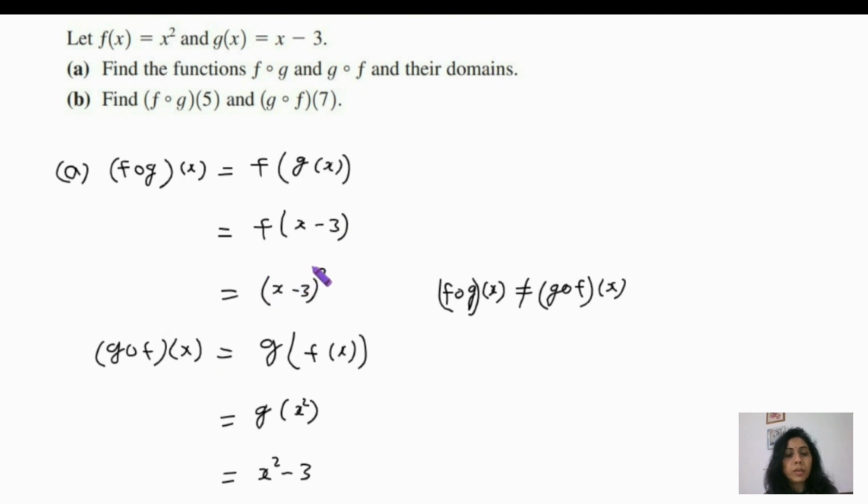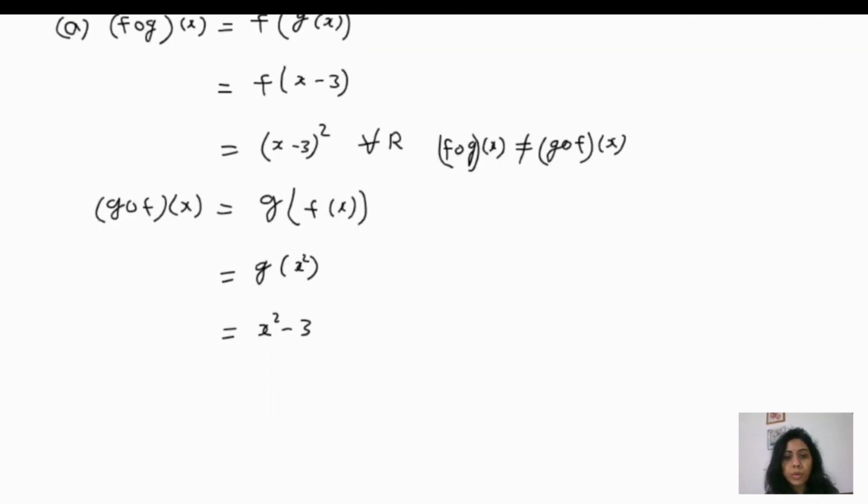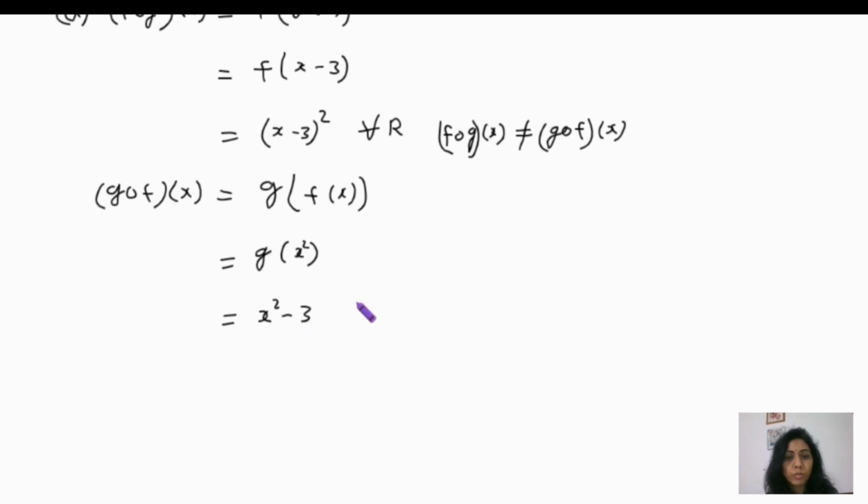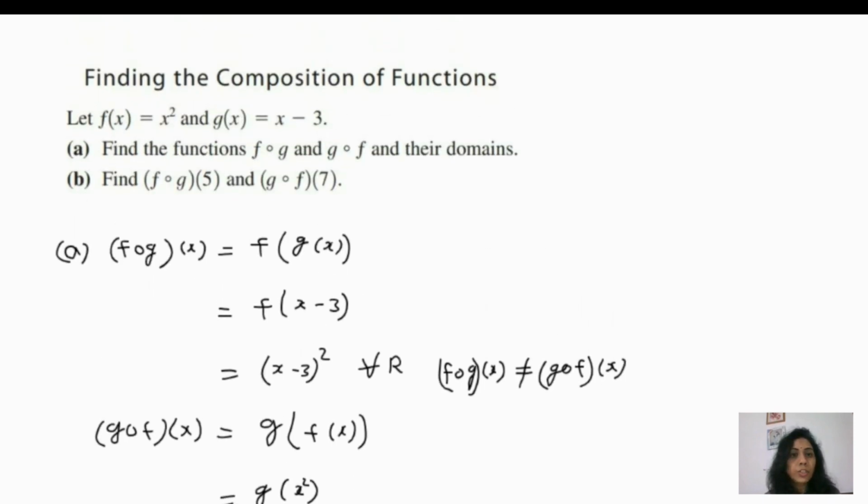So here we can put any value of x, right? Here no restriction, so the domain is all R. Here also we can put any value. Here no restriction, so the domain is R, real numbers, any real numbers. Okay, so that completes the question.